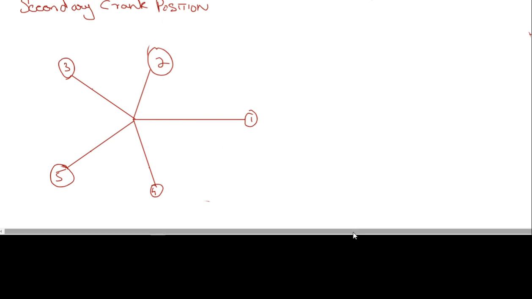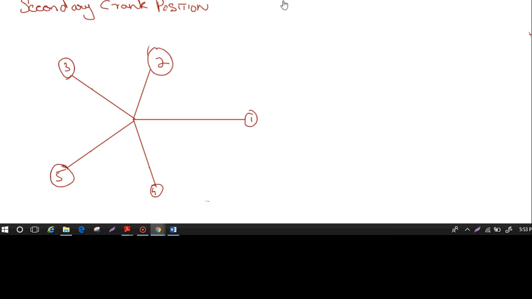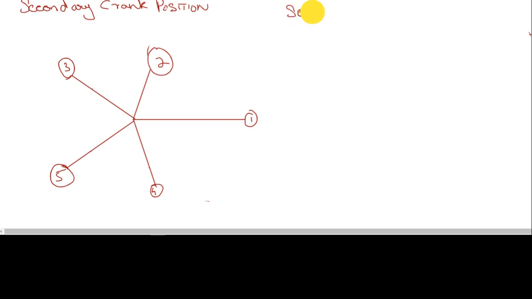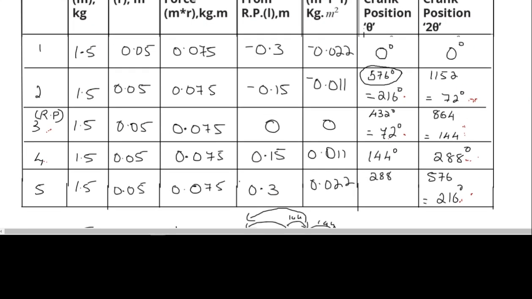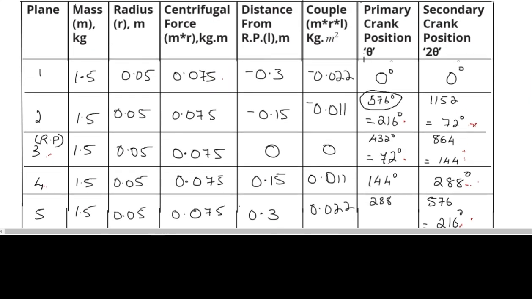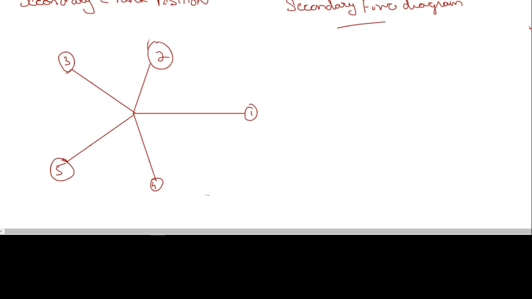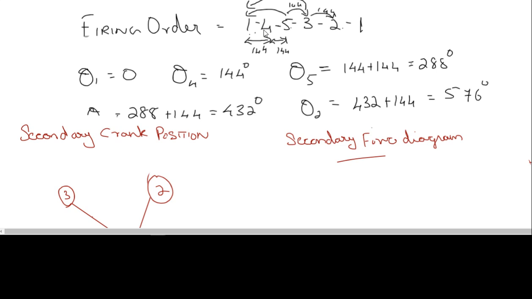Now we should draw, similar to the primary force polygon, a secondary force polygon to check whether there is any secondary unbalanced force. The secondary force diagram should again be drawn according to the firing order. The secondary force remains the same, only the angle is different. So the force remains 0.075 itself. Drawing 0.075 as the horizontal, that will be 1. And according to the firing order, the next that comes in is 4. So you should draw a 4.